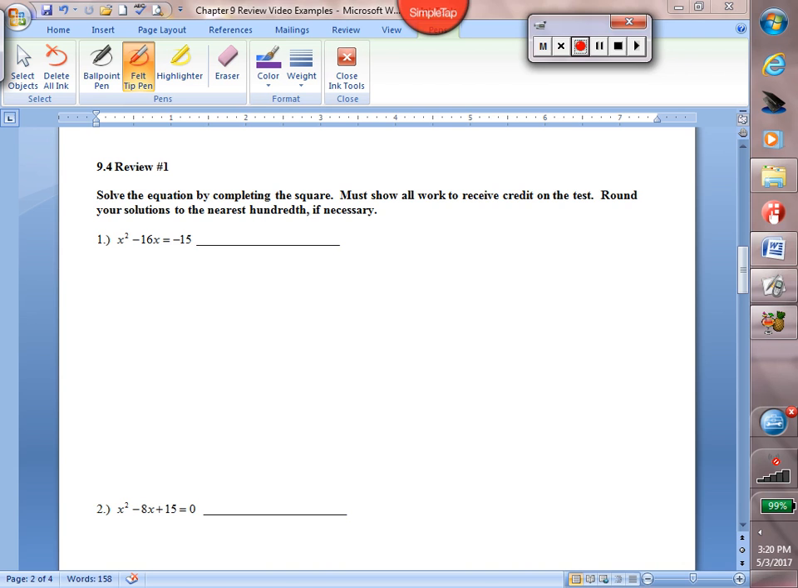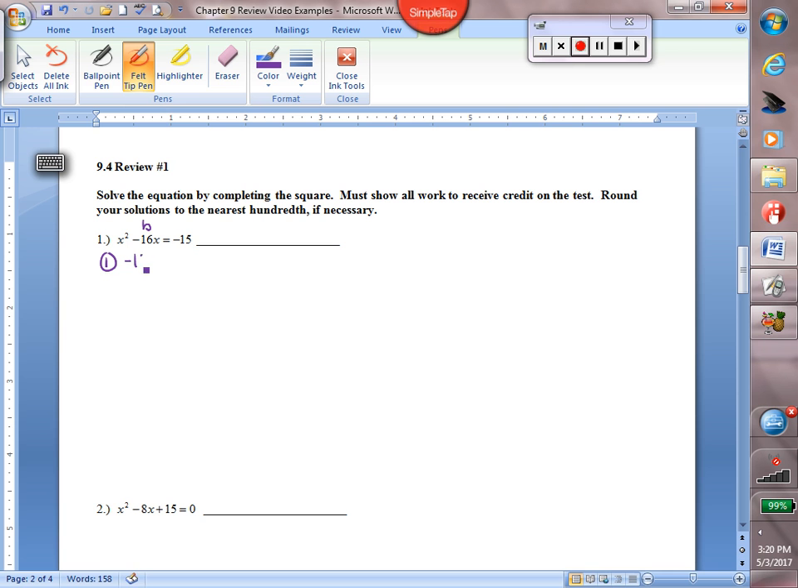Our first step when completing the square, step number 1, we take our b value and divide by 2. Our b value in this case is right in front of x. It's negative 16. Negative 16 divided by 2 is negative 8. Our next step would be to take negative 8 and square it. Remember, regardless of what your calculator tells you, whenever you square a number, the result is always positive.